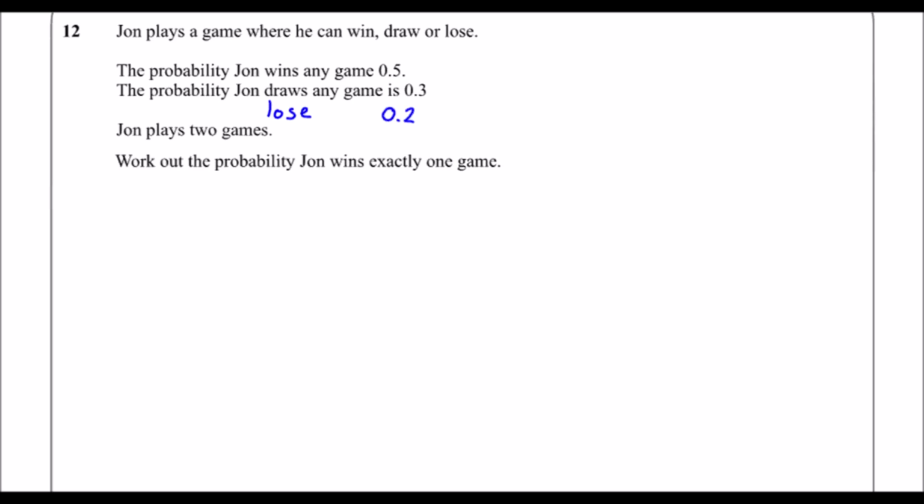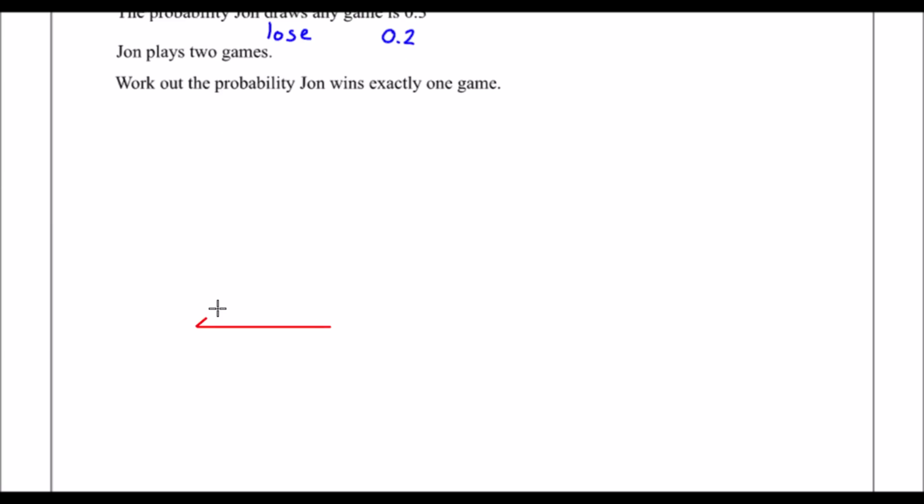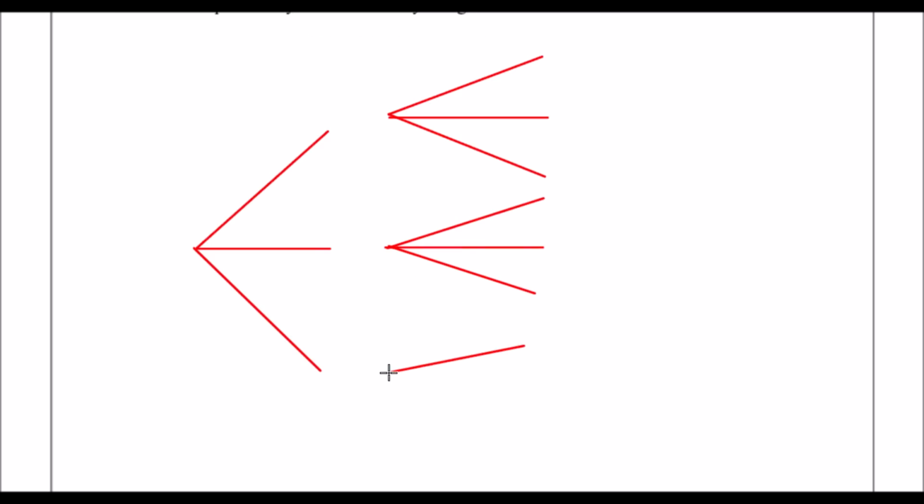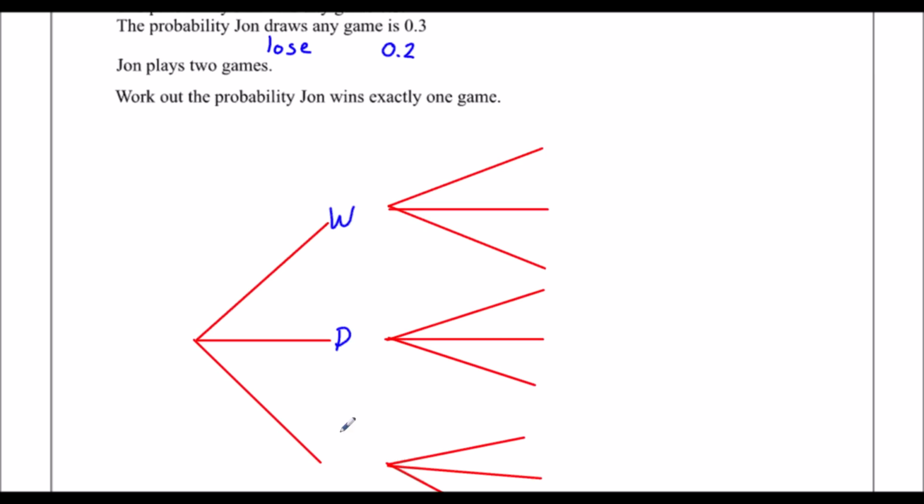So if we draw a quick tree diagram, we're going to have 3 branches for the first game, win, draw, or lose, and then 3 again for the second game. Again, he can win, draw, or lose. So there is our tree diagram. So we can win, draw, or lose the first game, and win, draw, or lose the second game.